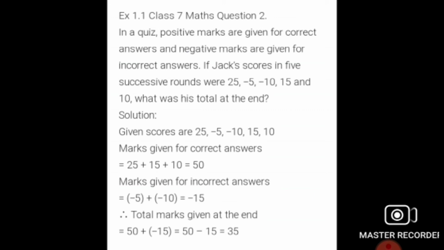Total marks at the end, we just have to add the correct answers' marks and the incorrect answers' marks. So 50 plus minus 15, that is equal to 50, plus into minus is minus. So 50 minus 15. Alternate signs, so we have to subtract and put the greater number's sign. So 50 minus 15 is equal to 35. 35 is the answer. At the end, his score was 35.